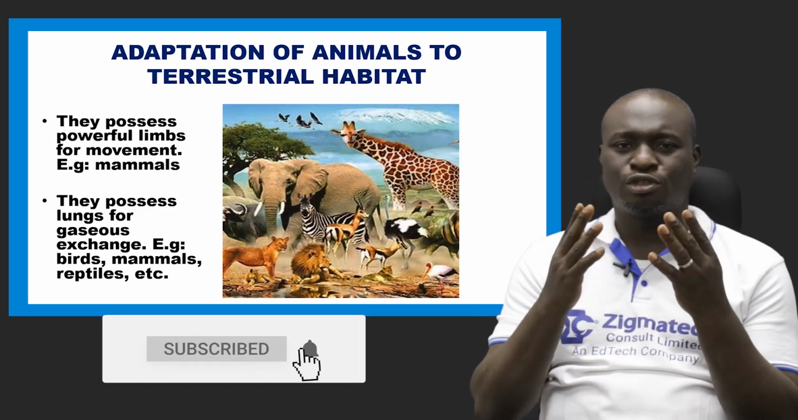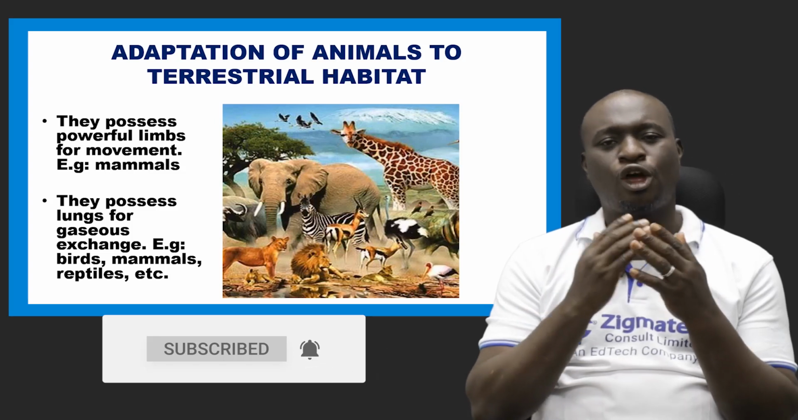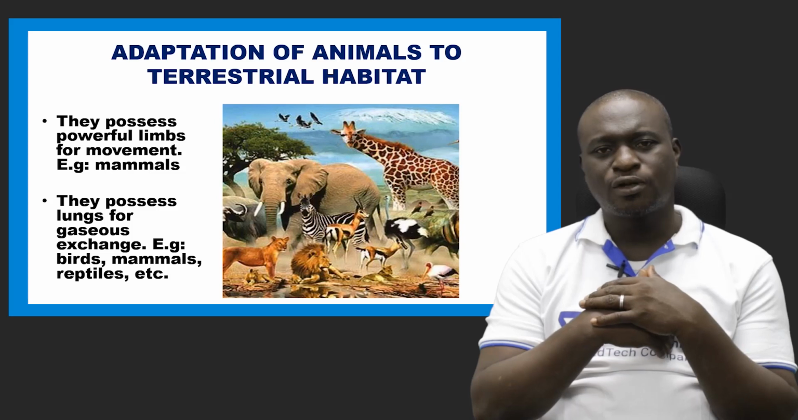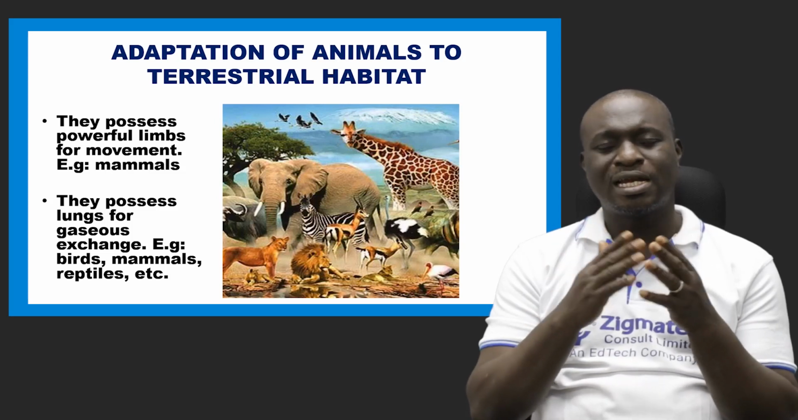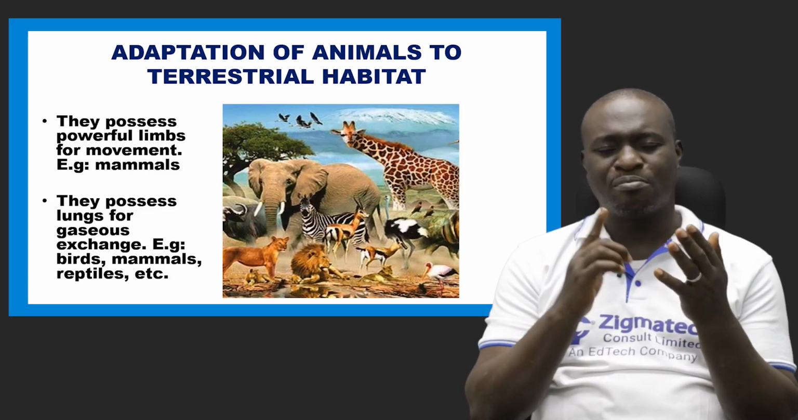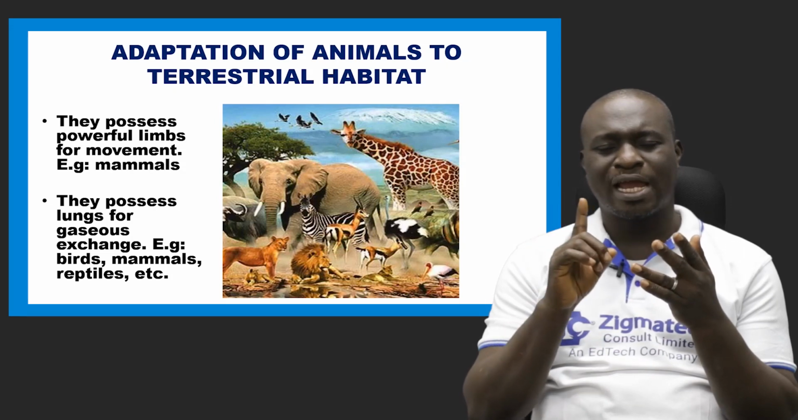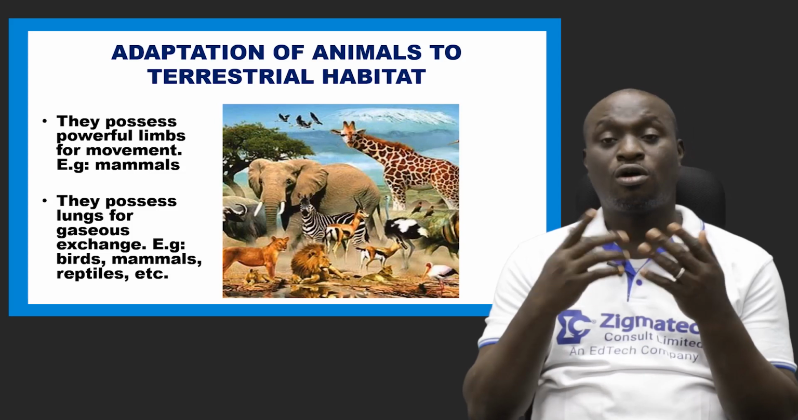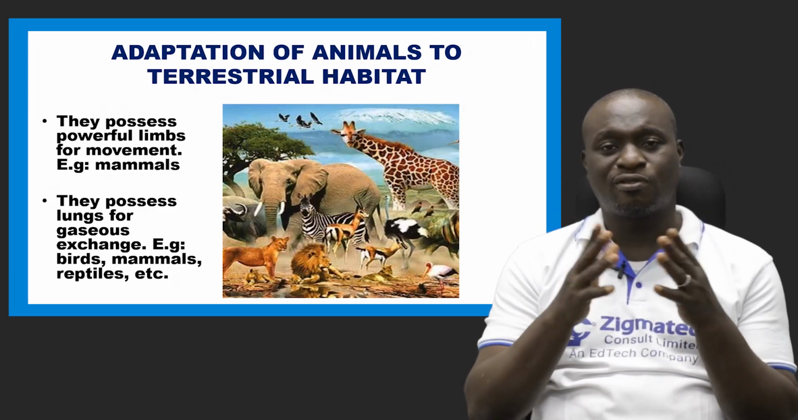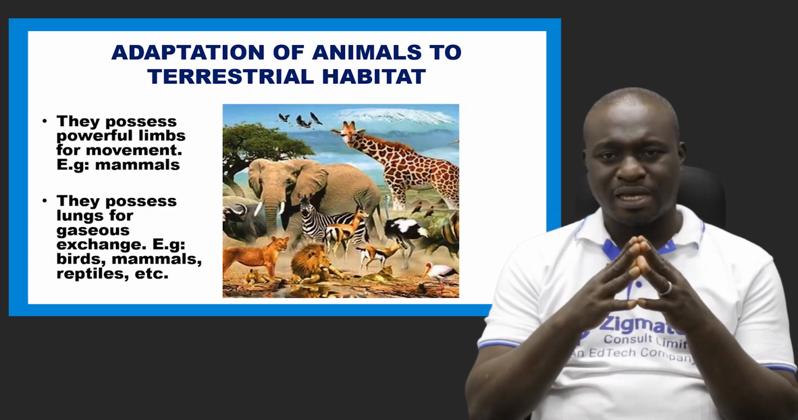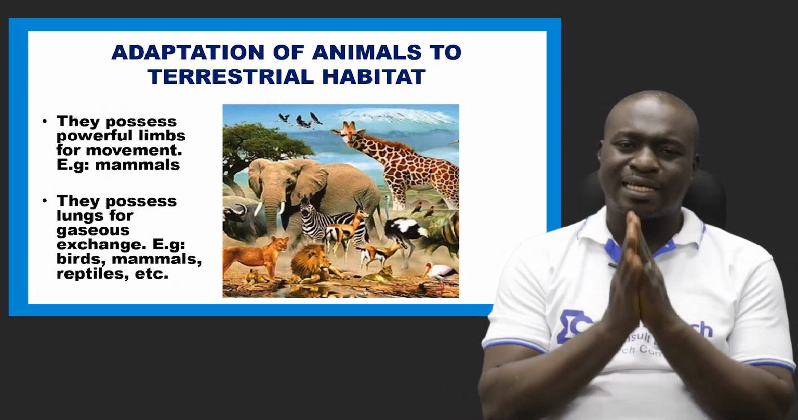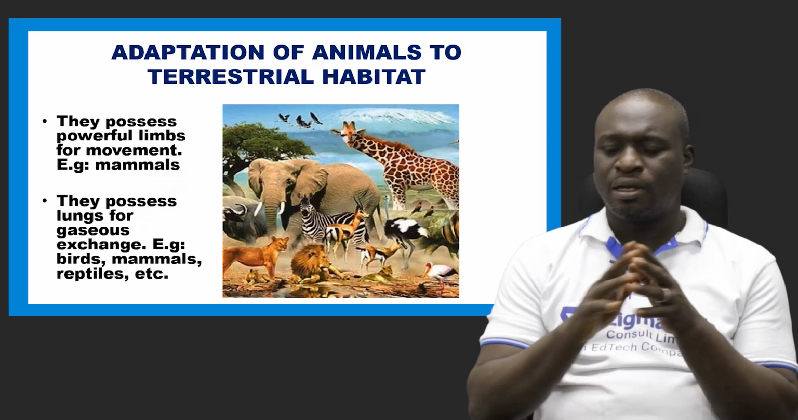We also have number two: they possess lungs for gaseous exchange. Lungs are a respiratory organ usually found in birds. They are also found in reptiles and in mammals. Lungs can also be found in amphibians. So they possess lungs for gaseous exchange.